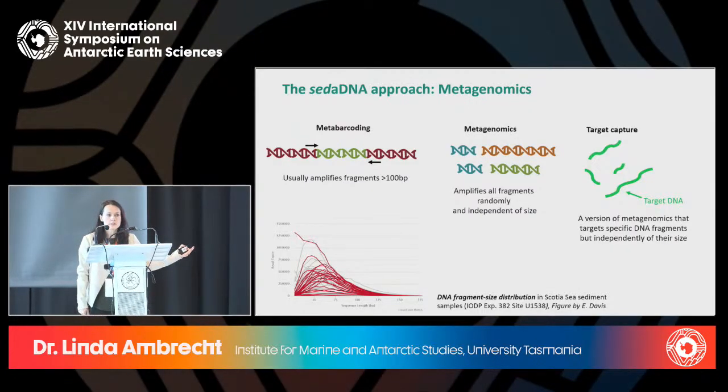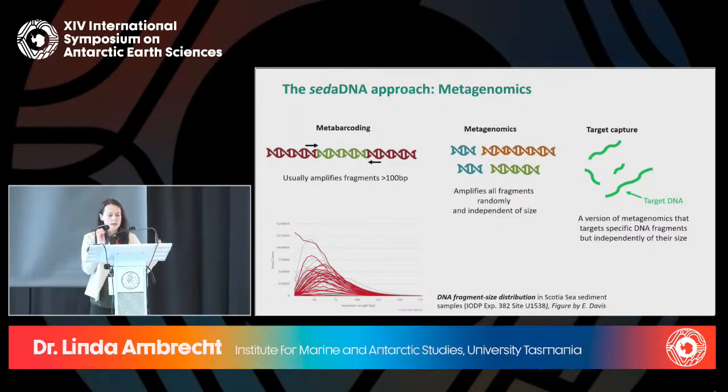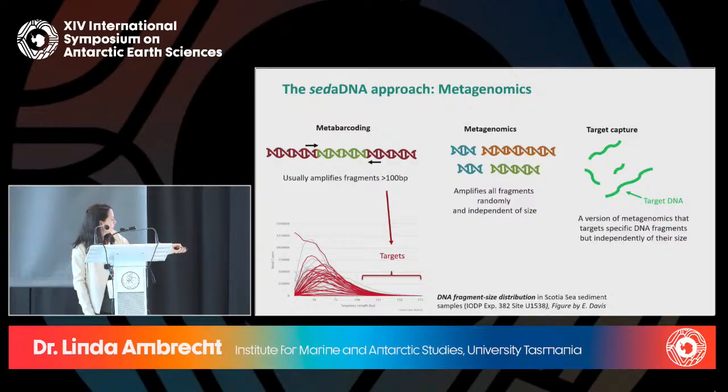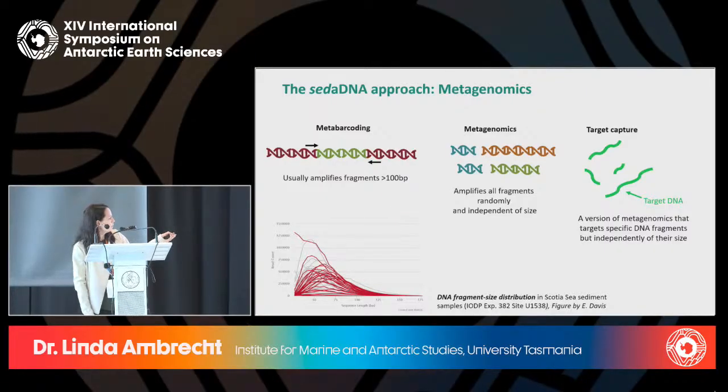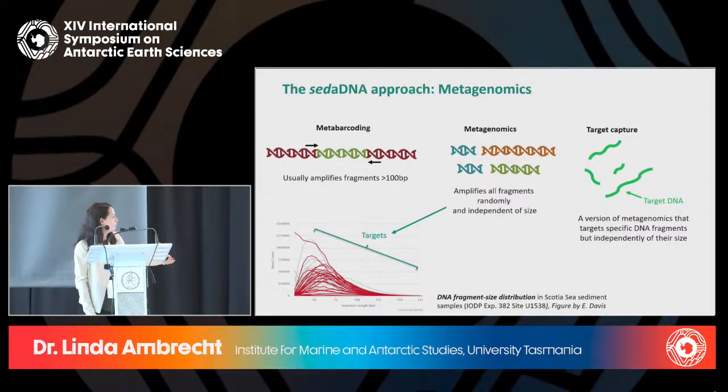The problem here is that usually these fragments that you can look at are larger than 100 base pairs, and they're all the same size. So if we use this technique, we're really amplifying only this part of the community here, which isn't really a good representation of our sample at all. So it's really important that we're doing this random amplification of DNA in the ancient DNA research area.